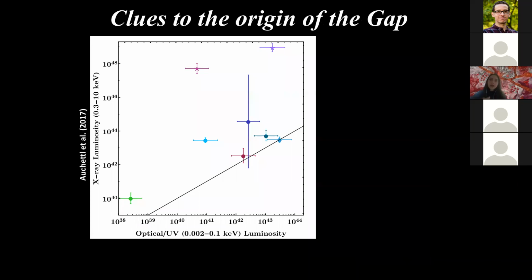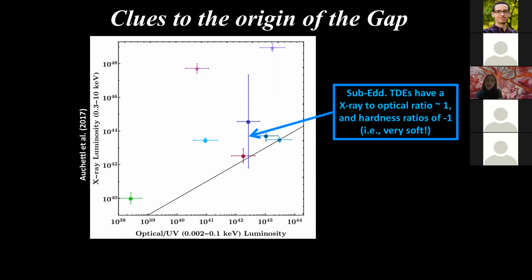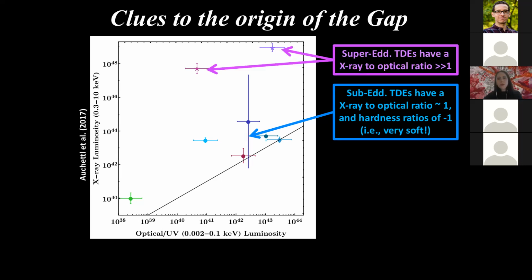And so one clue to the origin of this gap comes from plotting the X-ray to optical luminosity ratio of events, which is what we've plotted here. The X-ray luminosity is shown on the y-axis and the optical luminosity is shown on the x-axis. What we find is that the super-Eddington events fall above the gap that I was pointing at before, and they have a ratio of approximately 1. So that means they show nearly equal amounts of X-ray emission to optical or UV emission. While here we have the sub-Eddington events, which have an X-ray to optical ratio that is significantly larger than 1, indicating that their emission is dominated by X-ray emission from these objects.